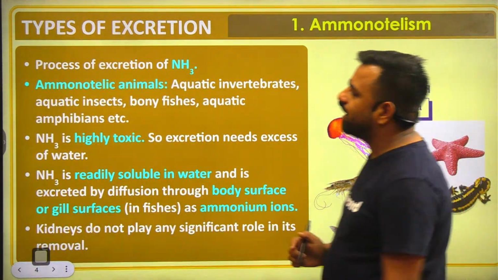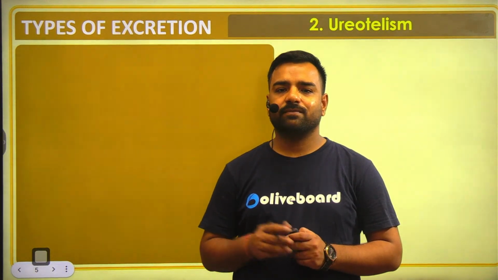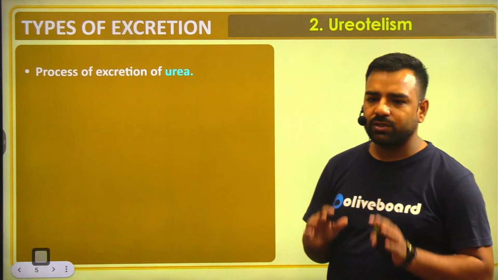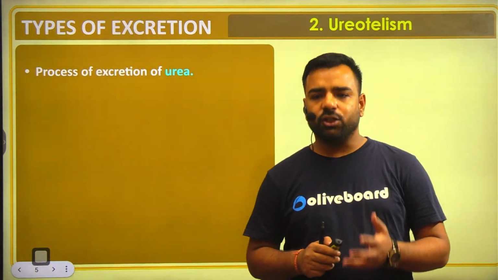They all are ammonotelic organisms. Fine. Now ureotelism. We people release urea. So the process of excretion of urea is basically ureotelism.